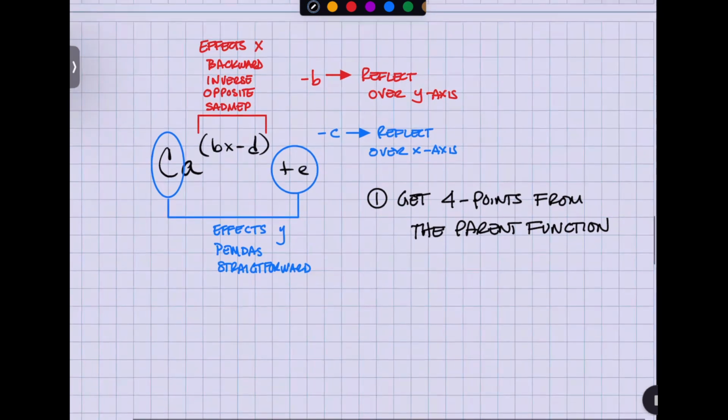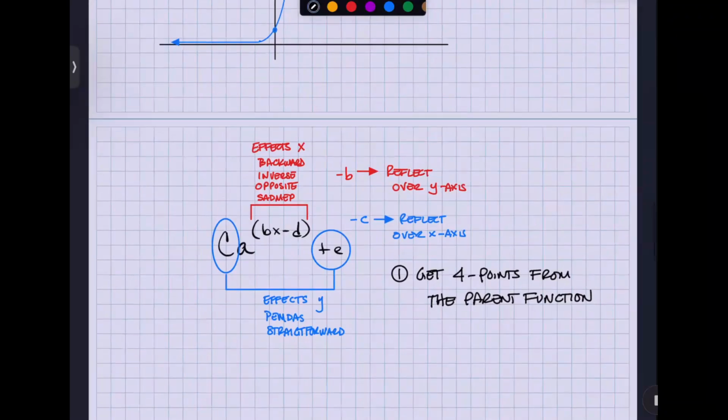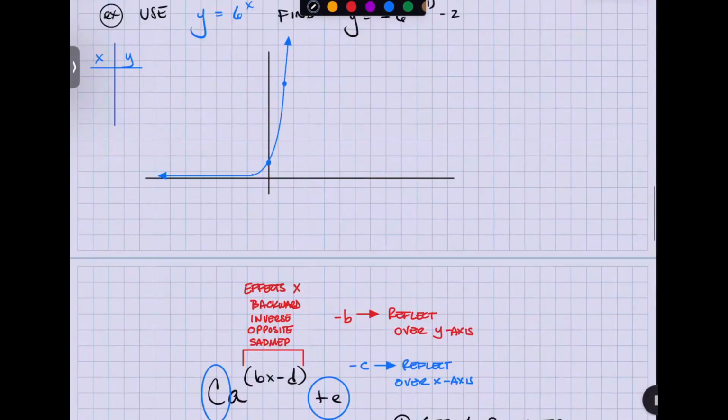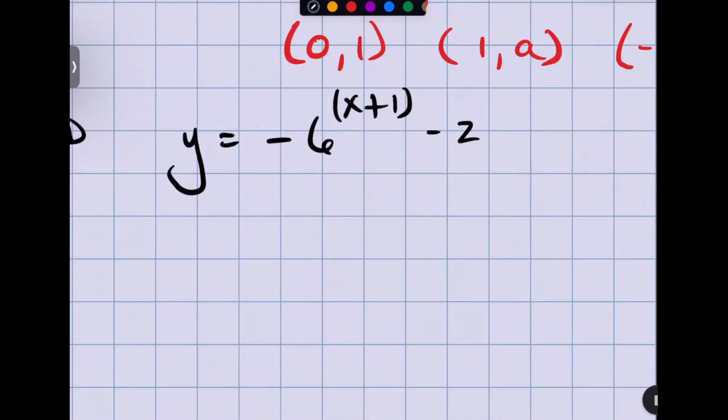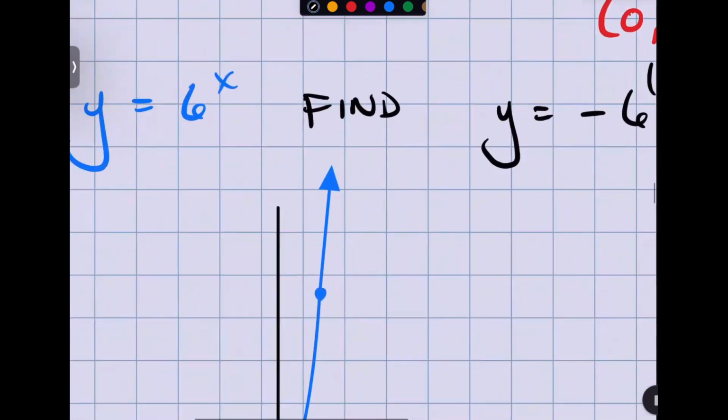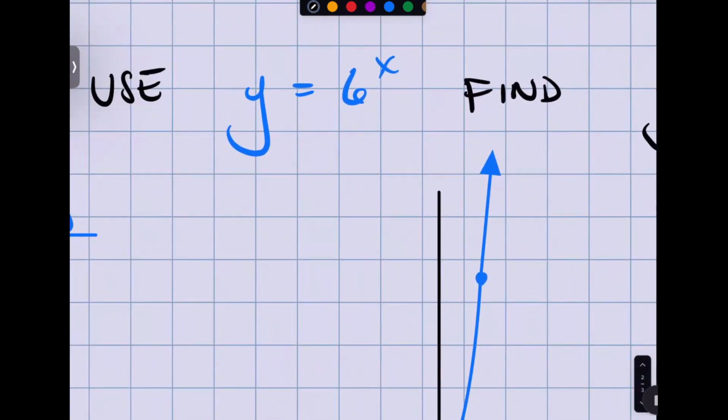So we look at this example right here. When we look at this, what we have to understand is that the parent function here is y is equal to 6 raised to the x. Okay? Nothing else. The rest of the stuff is just frills. It's just extra stuff, right? That's the reason why we will come over here. That is my parent function.